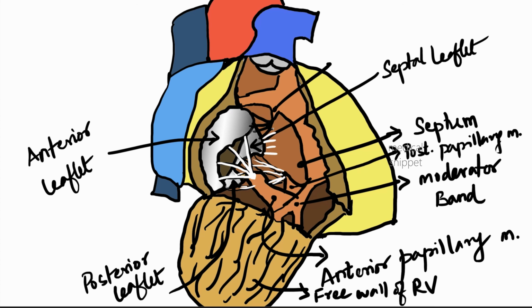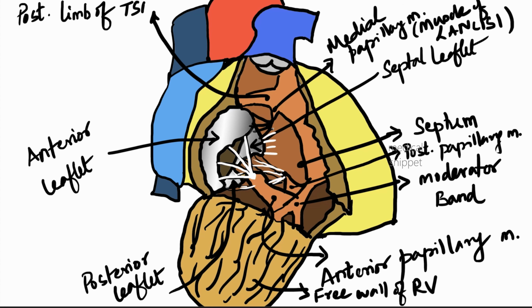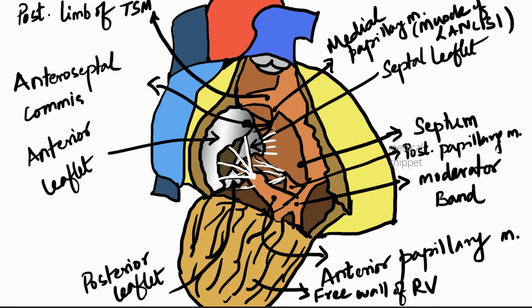There is another papillary muscle called the medial papillary muscle or the muscle of Lancisi. It arises from the ventricular septum. Specifically, it arises from the posterior limb of the trabecular septomarginalis. The medial papillary muscle supports the commissure between the septal and the anterior leaflets.